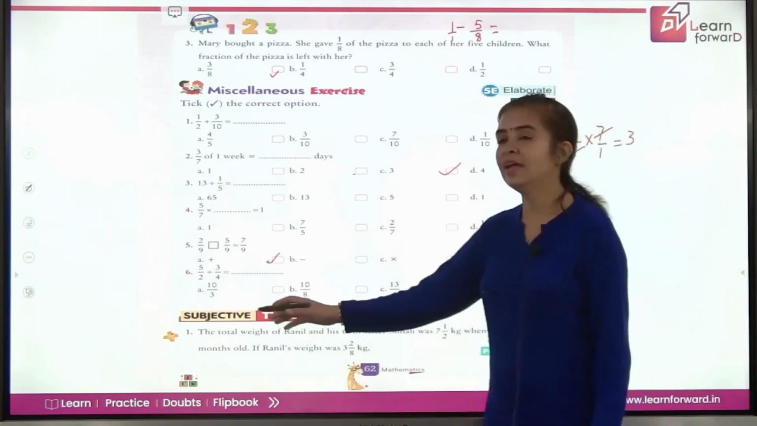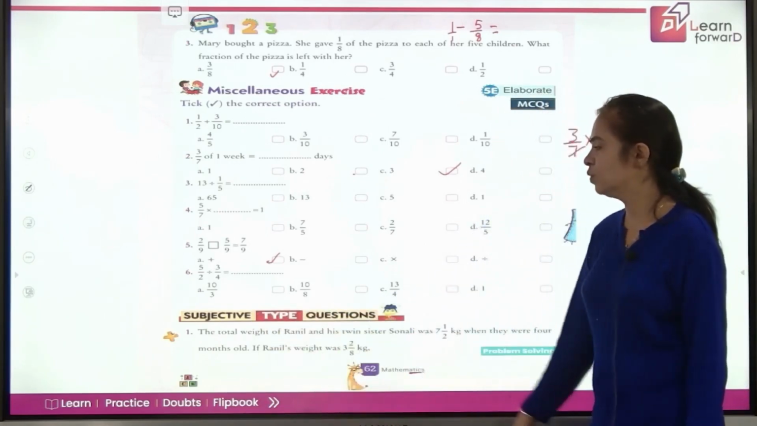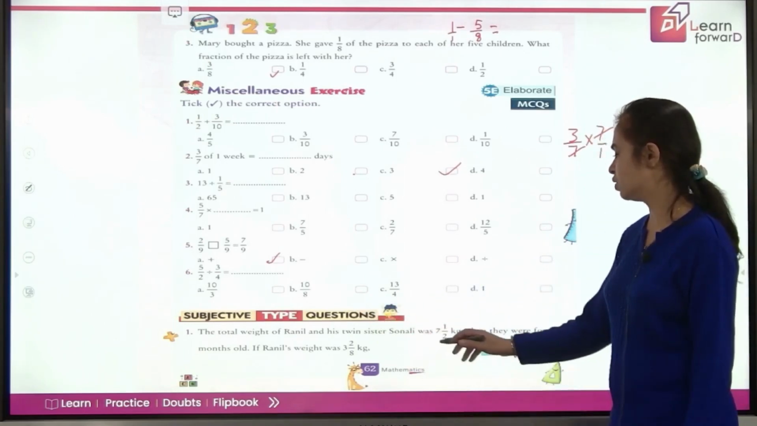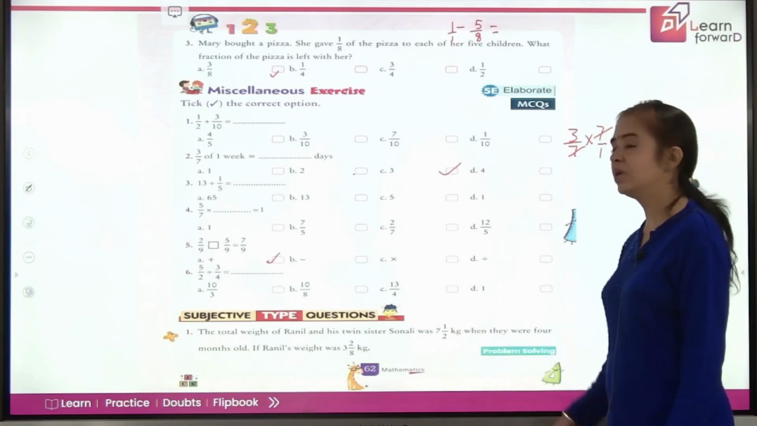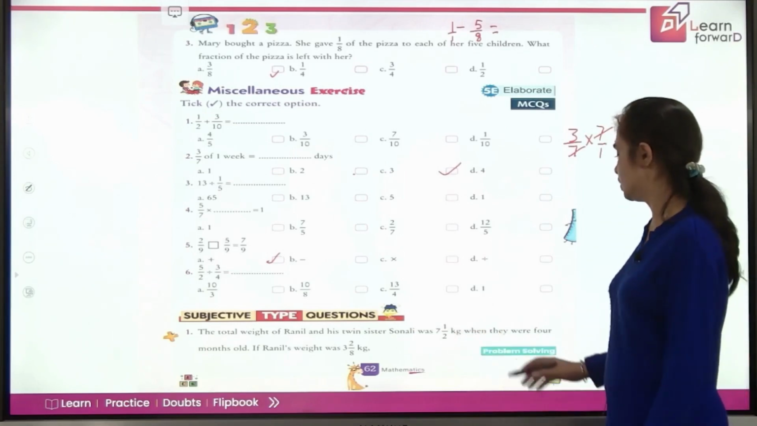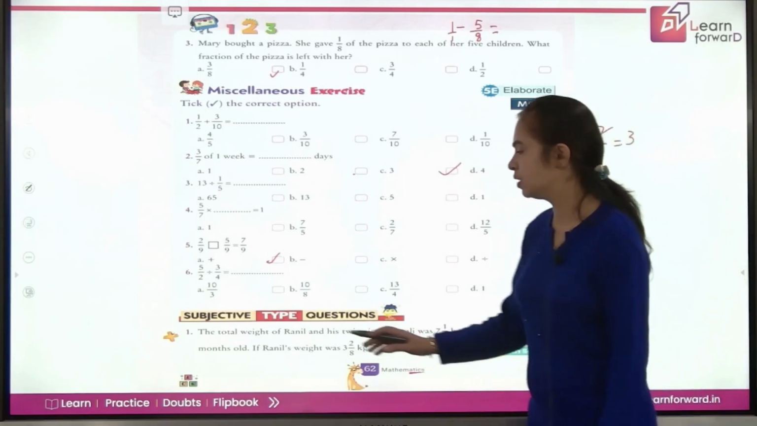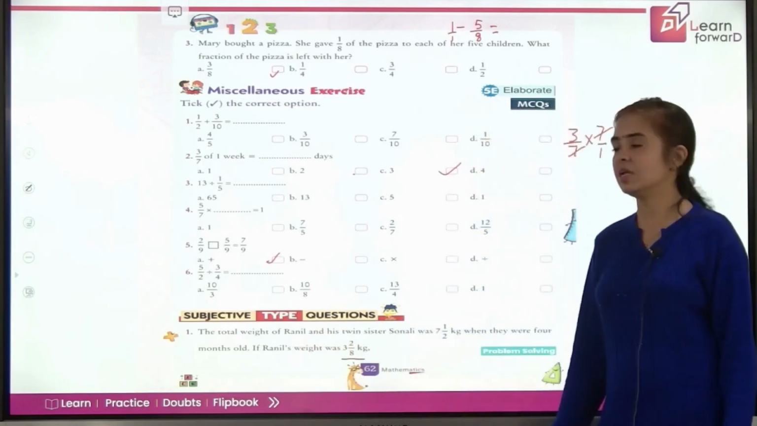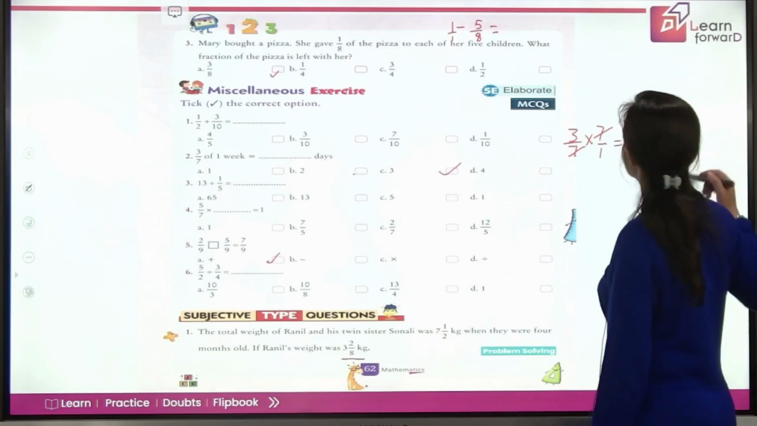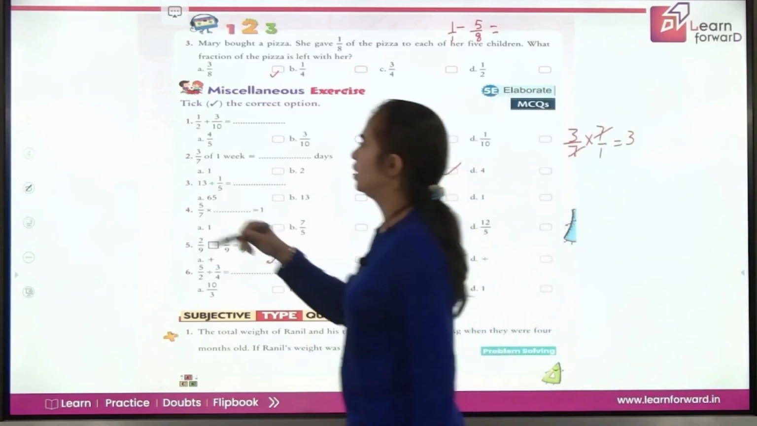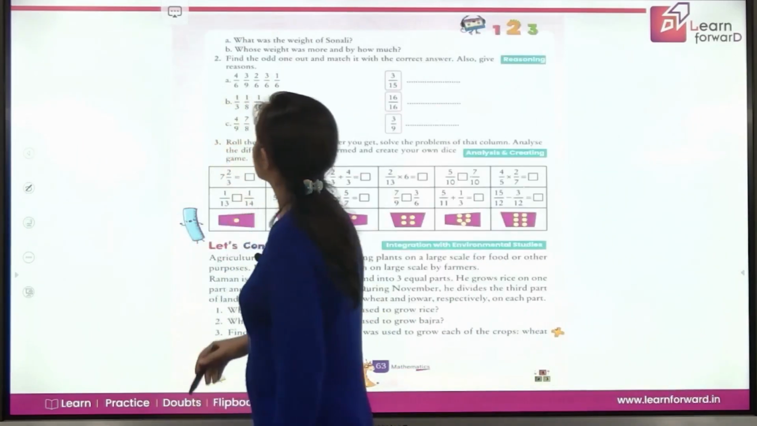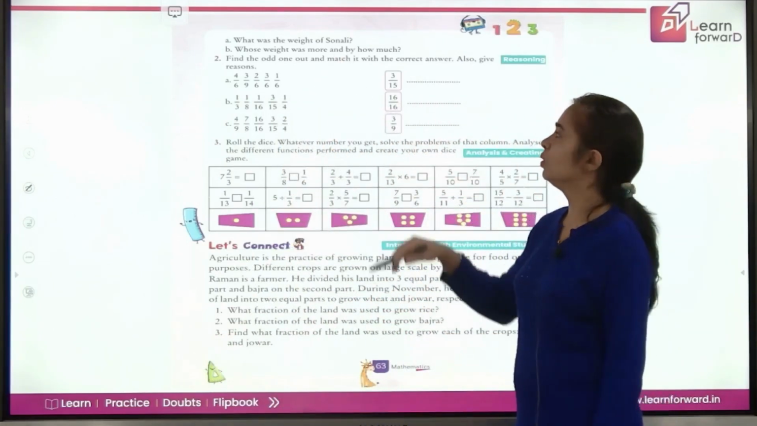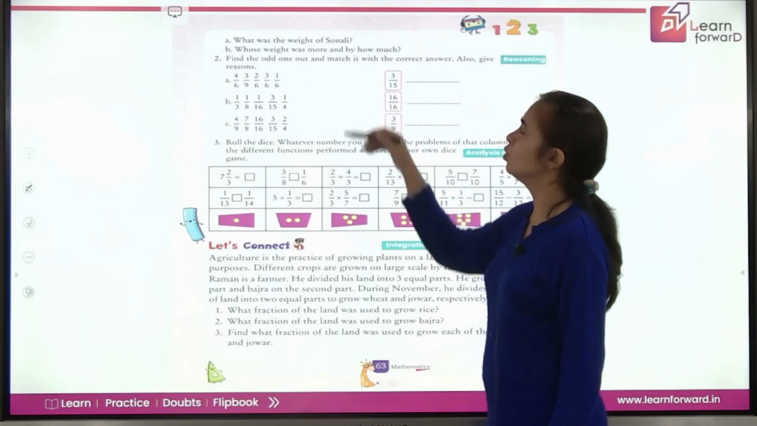Good. Here you have subjective type questions for you. The total weight of Ranil and his twin sister Sonali was this much. 7 whole 1 by 2 kg was the total weight of these twins when they were 4 months old. If Ranil's weight was 3 whole 2 by 8 kg, so what was the weight of the sibling? What was the weight of Sonali? Yes, you will be doing subtraction. And whose weight was more and by how much?